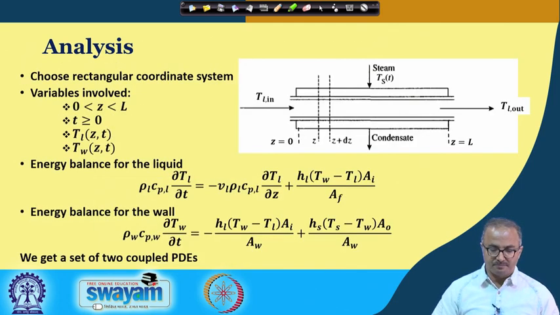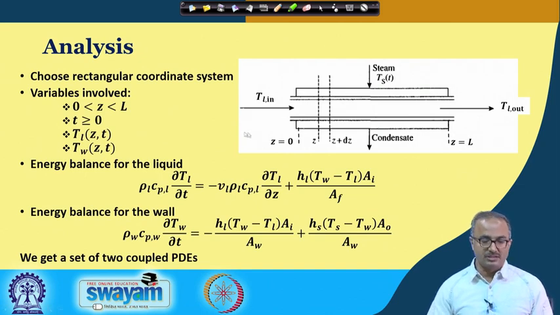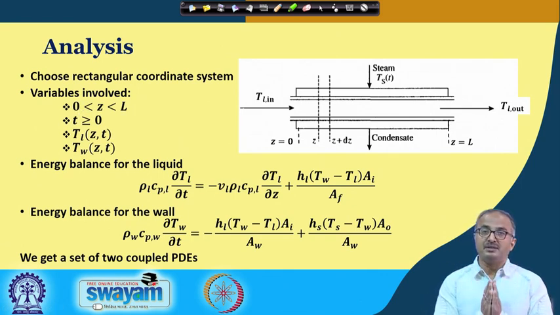So here we have the balance equations. The variables involved in this particular system: first is Z, that is the axial position. Now you see Z is being varied between 0 and L without including 0 and L. Why? Because we have been given the values of the temperatures at the inlet and the outlet. So we will be solving the energy balance equations only for the region within 0 and L.